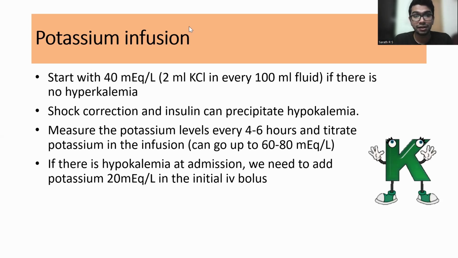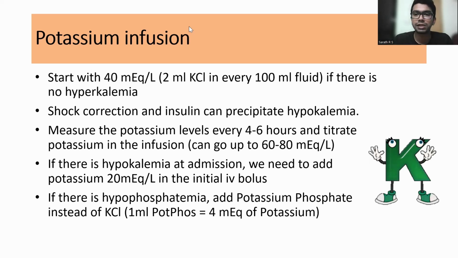Suppose the patient presented with hypokalemia, that is, the intravascular potassium is already low. What if we give a fluid bolus to that person? The acidosis will improve with the fluid bolus, so hypokalemia will be worsened, which can precipitate arrhythmia. So if you have a documented hypokalemia at admission, then even in the resuscitation fluid, you have to add potassium at the concentration of 20 milligrams per liter, the normal maintenance fluid concentration of potassium, even in the resuscitation case.